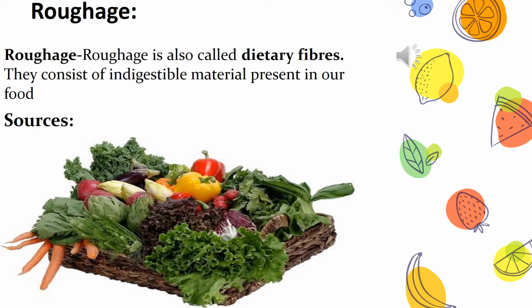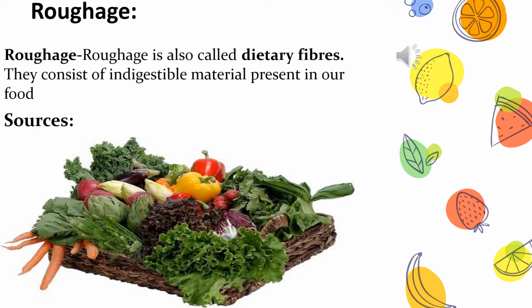Let's see roughage first. What is roughage? It is the fibrous indigestible material present in our food. It is also called dietary fibers. Now roughage neither provides energy like carbohydrates and fats, nor builds our body like proteins. However, it is an important component of our food. Let's see the sources first and then the functions, then we'll come to know why it is so important for our body.